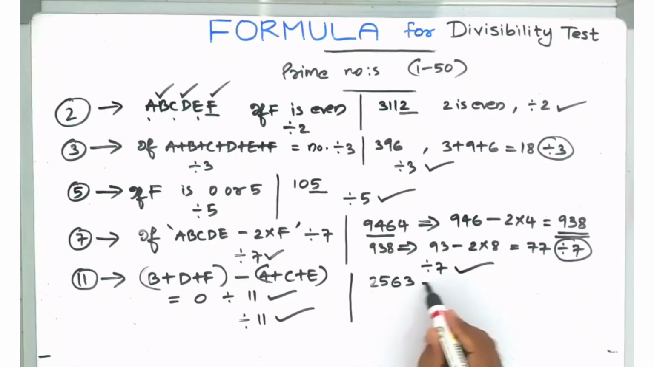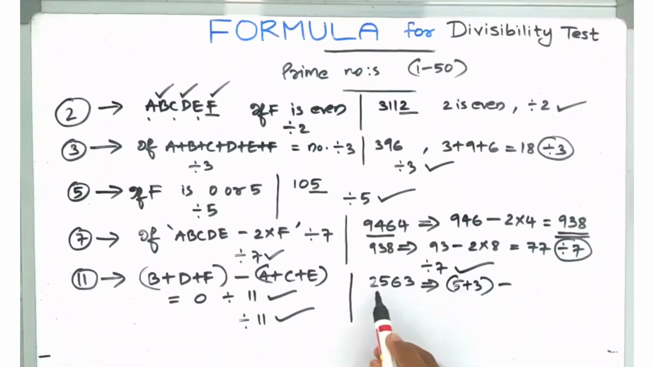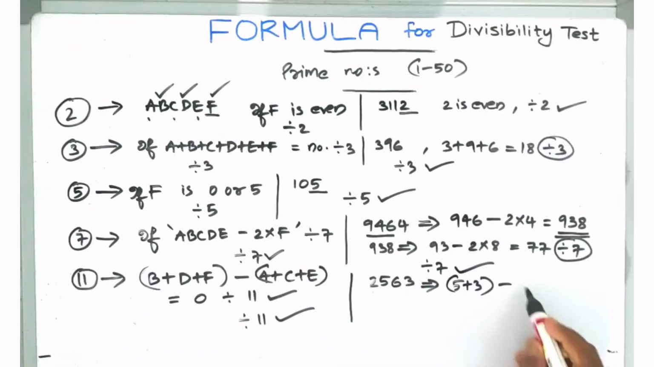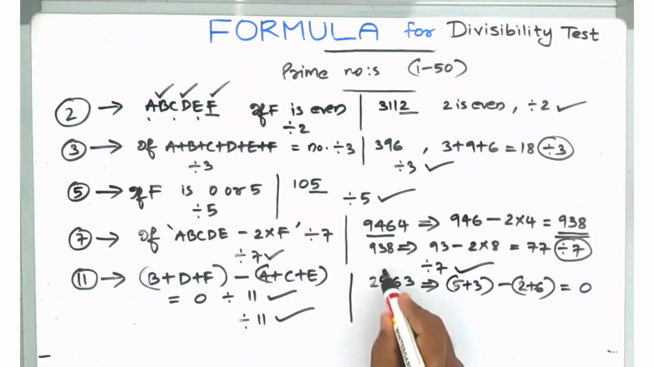For example, 2563 is a number. We have to check whether this number is divisible by 11 or not. So the sum of all odd place digits, 5 plus 3, minus the sum of even place digits, 2 plus 6. This answer will be 0, that is 8 minus 8 will be 0. So 2563 is divisible by 11.